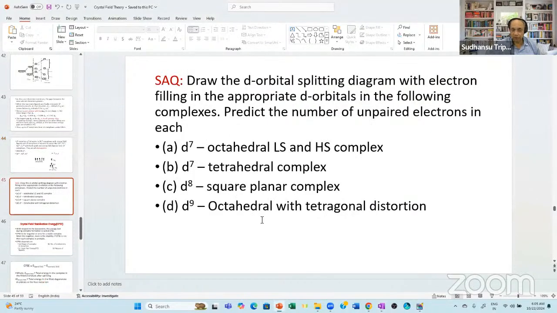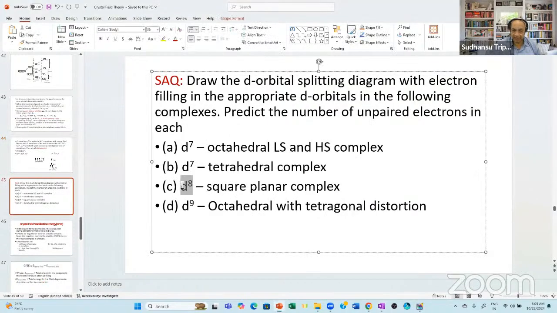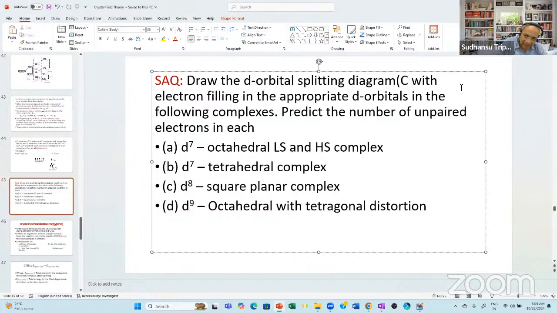And you have to do this at home. d8 you have already done 100 times. Square planar complex. Splitting diagram means it is CFT. Hybridization means it is VBT.